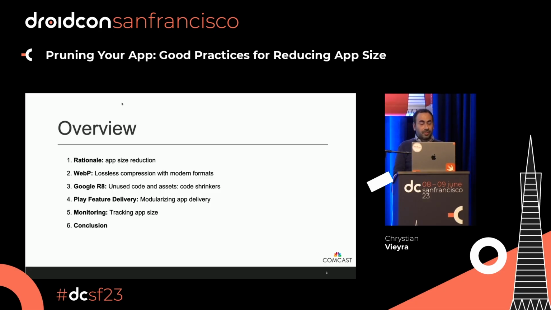I'm going to tell you a little bit about the rationale for why reducing your app size is important. Talk to you a little bit about WebP, what it is, and the value it provides. Also, I'm going to be telling you about Google R8 code shrinkers, Play Feature Module Delivery, and how you can monitor your app size changes over time.